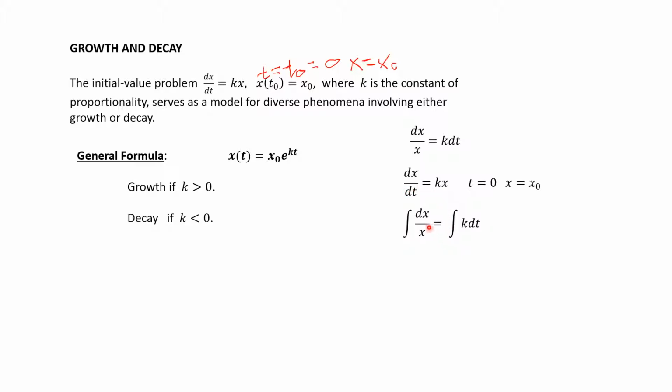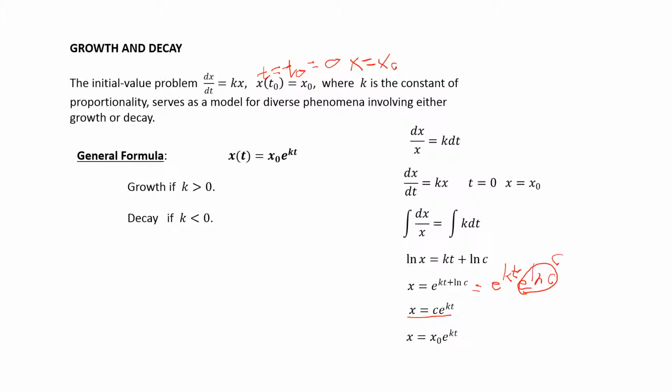You have the integral of dx over x is the integral of k dt, and this will give you ln of x equals kt plus ln of c. Now if you solve for x, it is e to the kt plus ln of c, which is the same as e to the kt times e to the ln of c. And you know that e to the ln of c is c. Therefore, this will be our model.